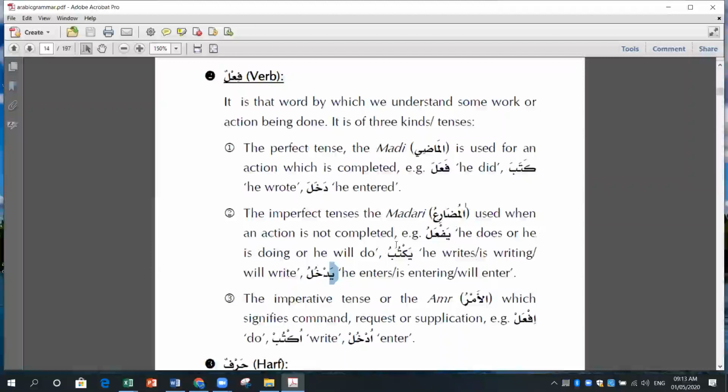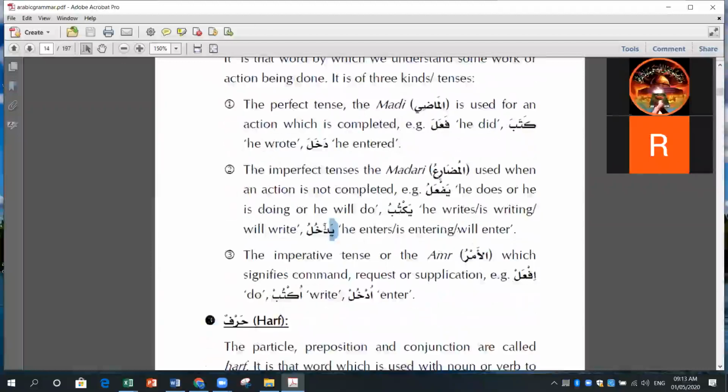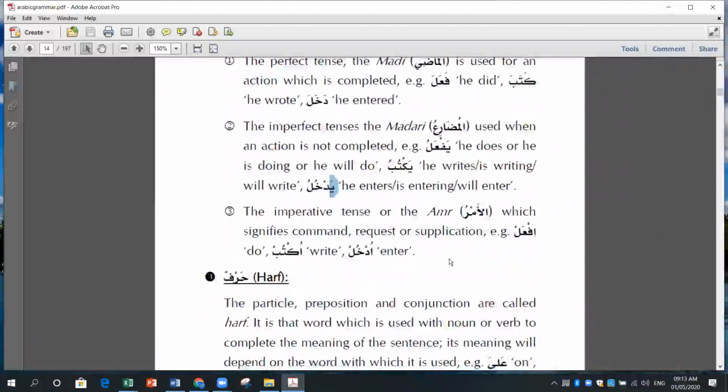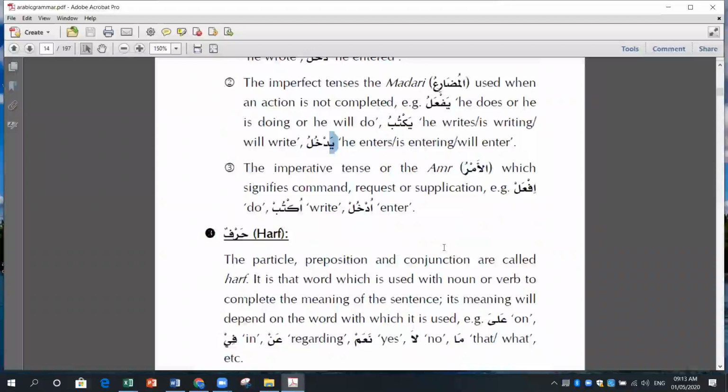Okay, but here they have given the third one, Fi'lul Amr, but actually this is derived from Fi'l Mudare. So I will not discuss it right now. Inshallah, when we go into detail for the words, then we will see this.